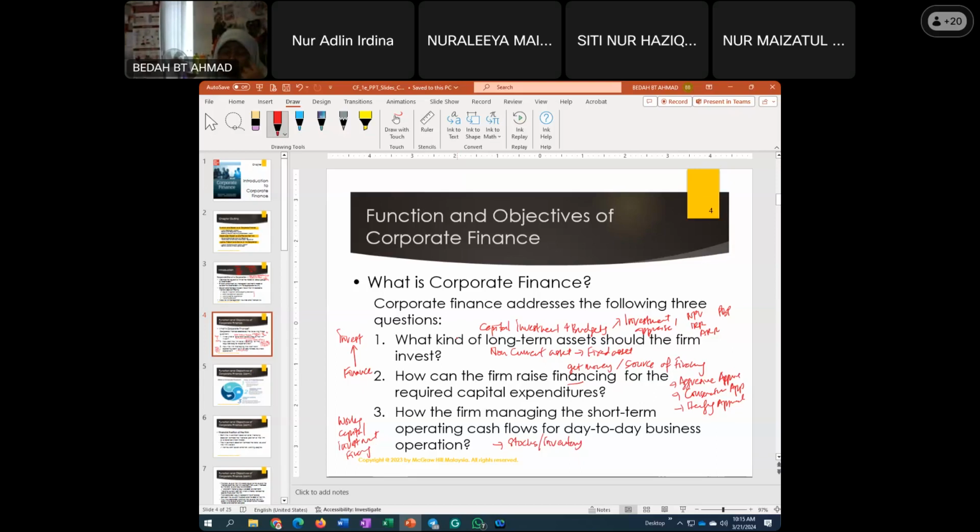For example, now is Hari Raya. So those bakers who are doing bakery products, cakes and cookies, of course they need flour. They need flour as a main ingredient, raw material to produce cookies and cakes. So this flour is the inventory. So they need to invest in buying flour. So this is a working capital investment. And how you finance your working capital investment.